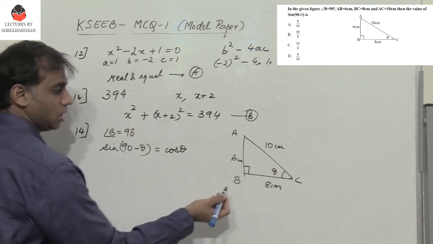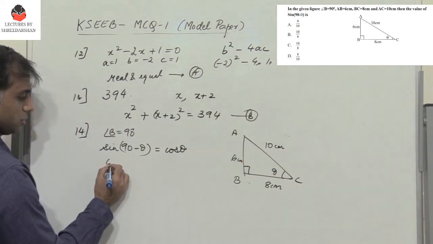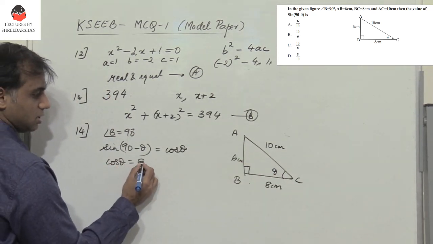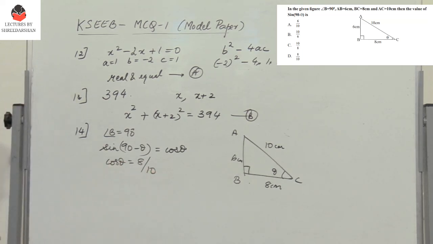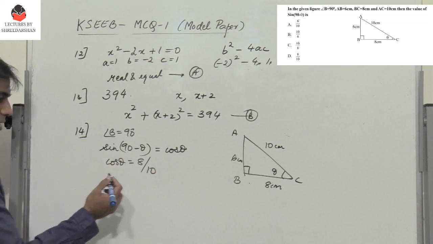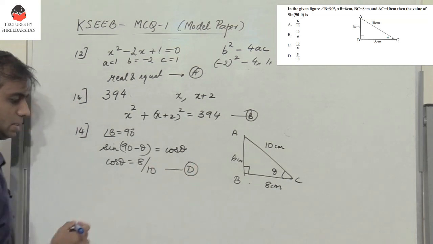Now what is cos theta? Adjacent side by hypotenuse. So cos theta is adjacent side is 8 by hypotenuse is 10. So 8 by 10 is the answer. So we get the option D.